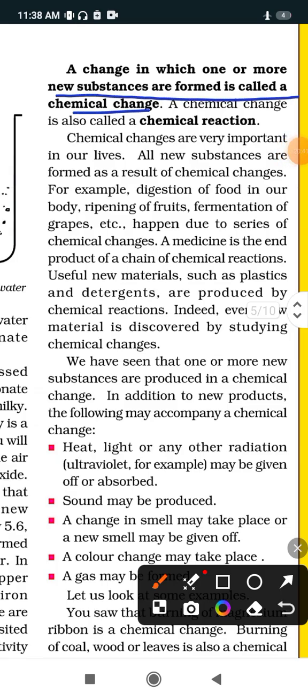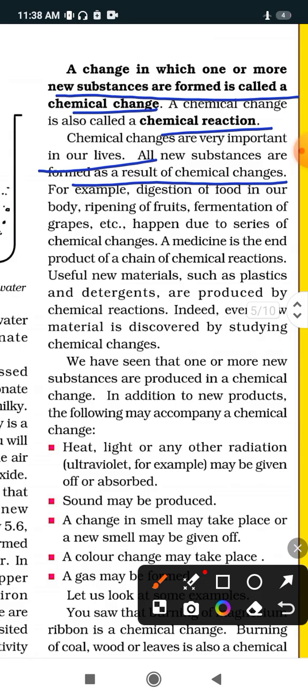तो a change in which one or more new substances are formed is known as a chemical reaction. So chemical reaction is very much important in our life. All the new substances are formed as a result of chemical changes. हमने देखा मैग्नीशियम रिबन को जब बर्न कर रहे थे तो मैग्नीशियम ऑक्साइड एंड मैग्नीशियम हाइड्रोक्साइड बन रहा था. जब विनेगर में हमने बेकिंग सोडा को ऐड किया तो कार्बन डाइऑक्साइड बन रहा था जो लाइम वाटर को मिल्की कर देता. कैल्शियम कार्बोनेट न्यू सब्सटेंस का फॉर्मेशन हो रहा था.